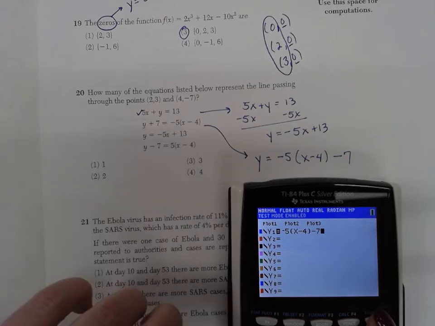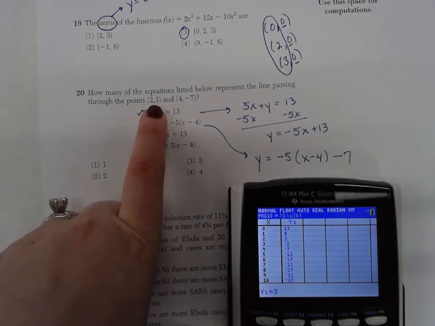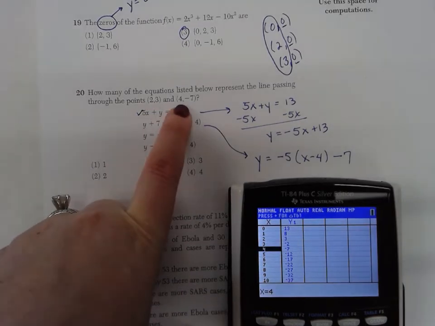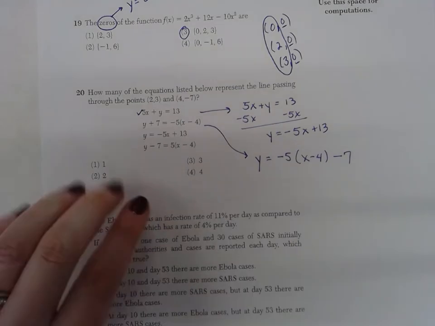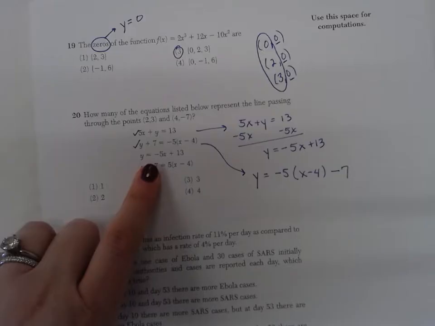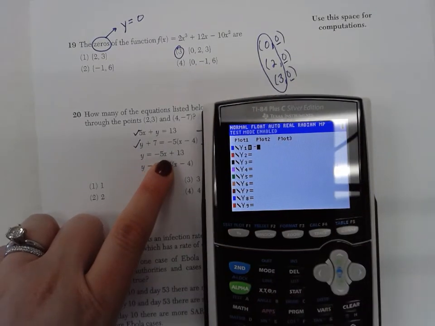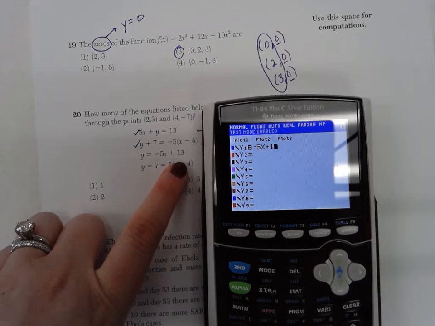And I'm going to check my table. Is the point 2, 3 in there? Yes. Is the point 4, -7 in there? Yes. Okay. Ooh, this one's already in y equals. I can go right to my calculator. Negative 5x plus 13, table.